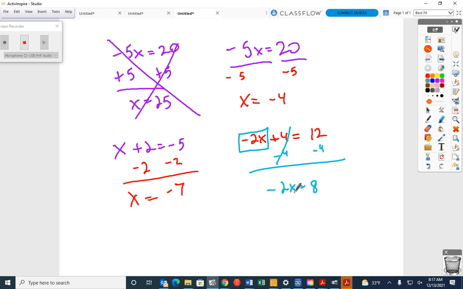How do I solve this? Divide each side by what? By negative 2. And what does x equal? Negative 4. Okay, do you remember doing that? Wait, how did you get... Because 12 minus 4 is 8. When I got rid of that 4, I took away 4 from one side and I took it away from the other side. Right.